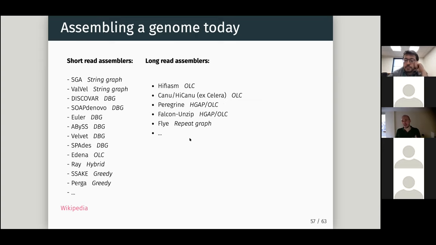I find HiFiasm, it's competing with Canu, but it's actually at this point the state of the art for HiFi reads only. And it's extremely fast. Yes. You can assemble a human genome in a few hours. So that's the big issue of genome assembly.